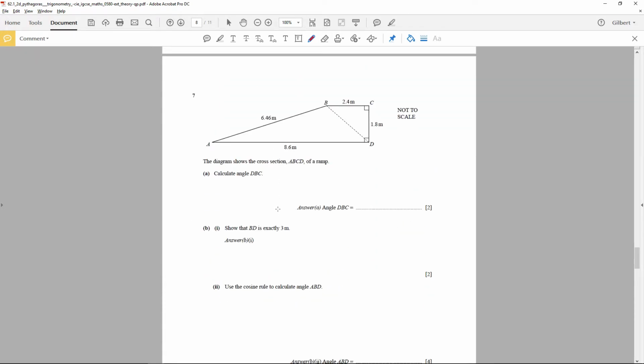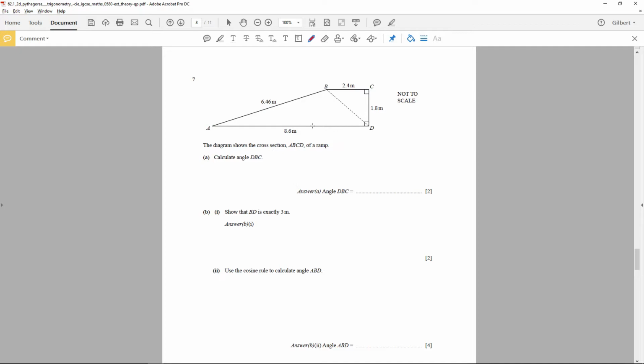Next question. The diagram shows the cross-section ABCD of a ramp. Calculate the angle of DBC. DBC is this angle here. If you look at this closely, this is another right-angled triangle. So what do we have here? We have the opposite and we have the adjacent. This is the hypotenuse side.